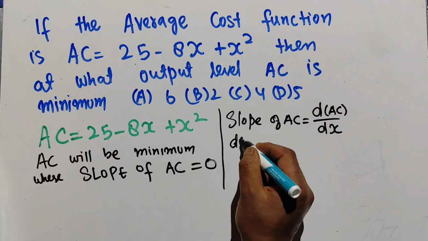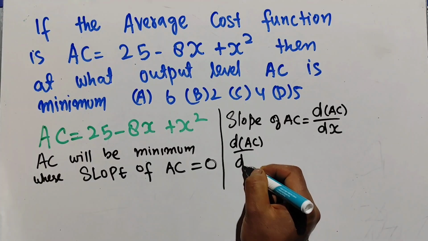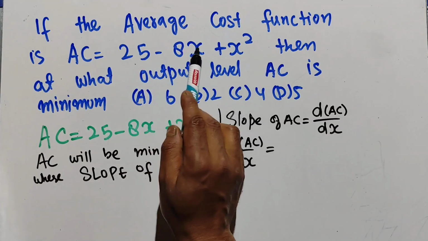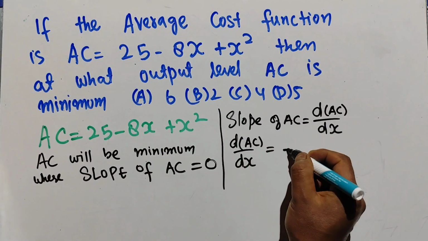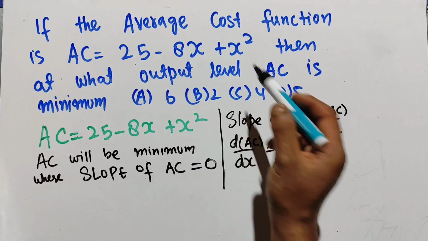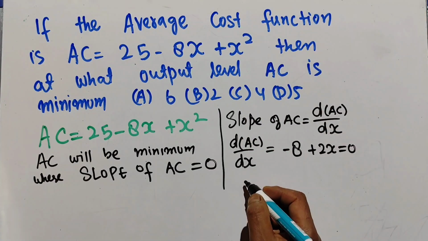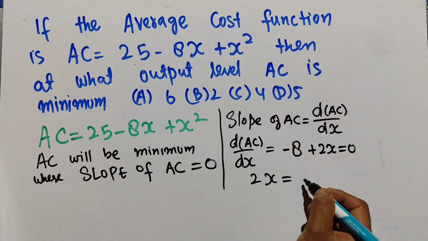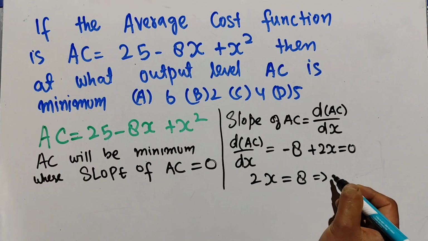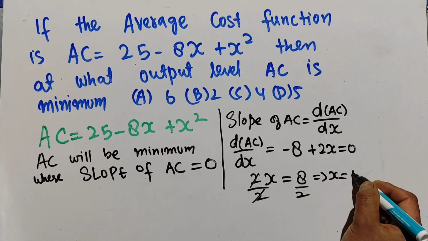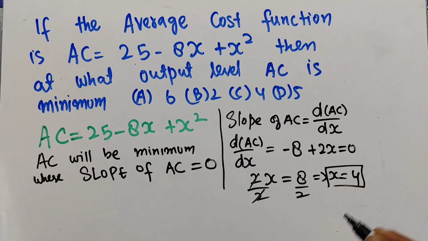That means the derivative of AC with respect to dx. First we need to find out this derivative. So derivative of a constant is 0, derivative of x in the second term is 1, so we are left with minus 8, and derivative of x square in the last term is equal to 2x by power function rule, and we set it equal to 0, which implies 2x is equal to 8, which gives us x will be equal to, dividing both sides by 2, x is equal to 4. So the level of output where average cost is minimum is in fact equal to 4.